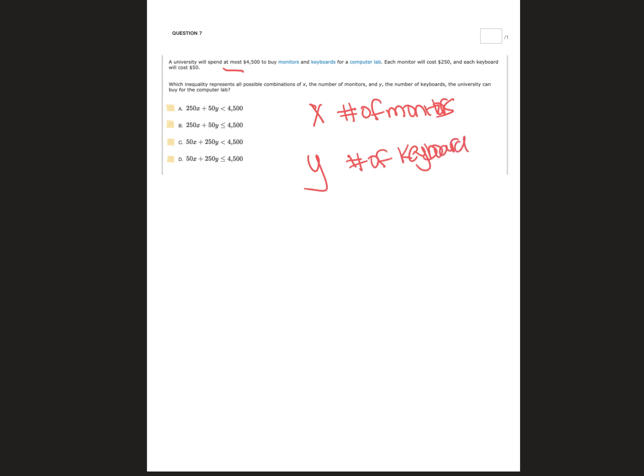Okay, what else do we know about our monitors? We know that our monitors cost $250 each. So we know that that is $250 per monitor. We write that as 250X. And then for our keyboards, it's $50 per keyboard. We write that as 50Y. And now what else did we know?